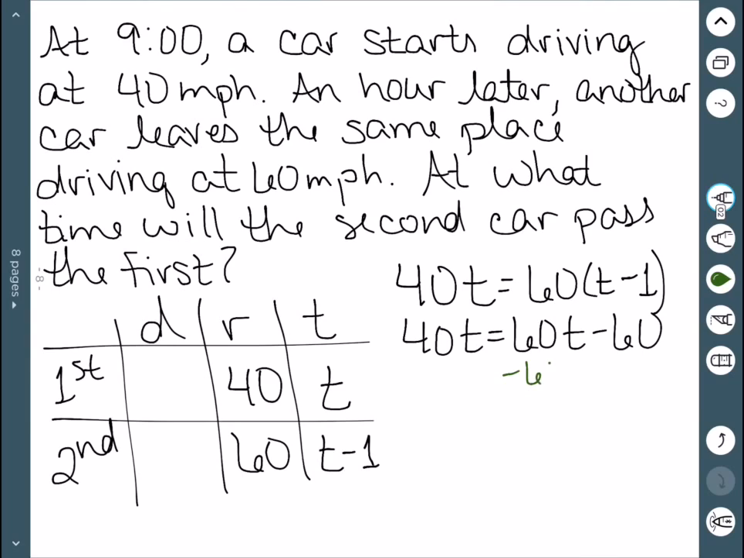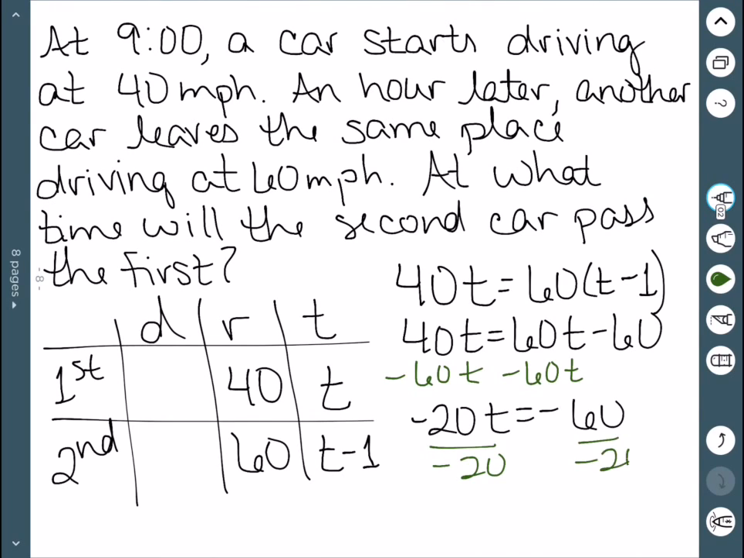From there, I can subtract 60T from both sides. When I do, I get negative 20t is equal to negative 60. And then dividing both sides by negative 20 gives that t is equal to 3. If the first car left at 9 o'clock and has been driving for 3 hours, it is now 12 o'clock, noon.